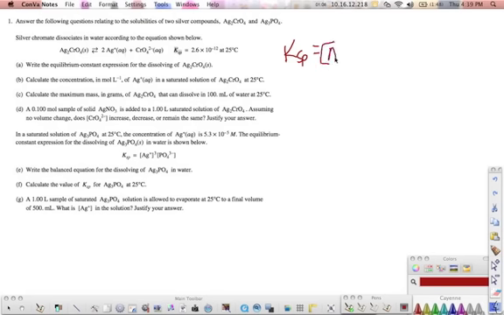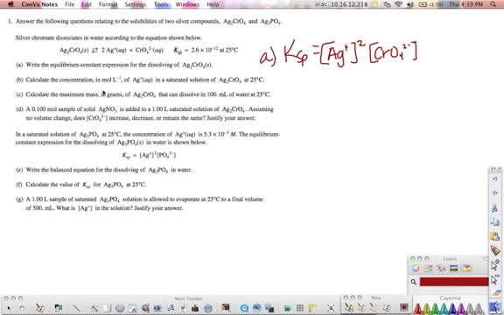And so we're going to take the concentration of silver ion, and we're going to raise it to the second power because it does have a coefficient of 2, and multiply that by the chromate ion. And because it does not have a coefficient, or you could say it has a coefficient of 1, we're also going to raise it to the power of 1. So there's A. Short, sweet, and to the point.